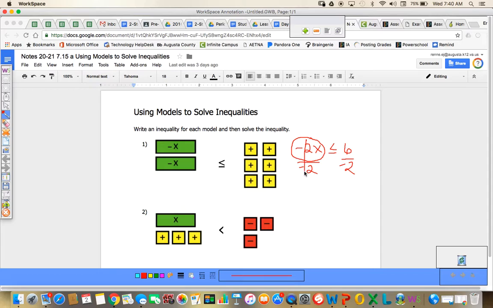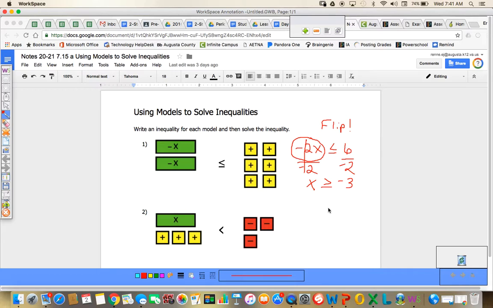Negative 2 divided by negative 2 is a 1 in disguise. And because I divided both sides by a negative, I need to remember to flip the symbol. So 6 divided by negative 2 is negative 3. So I'm going to write up here, flip, so that I remember what it looks like when I need to flip. And that's when you multiply or divide both sides by a negative.